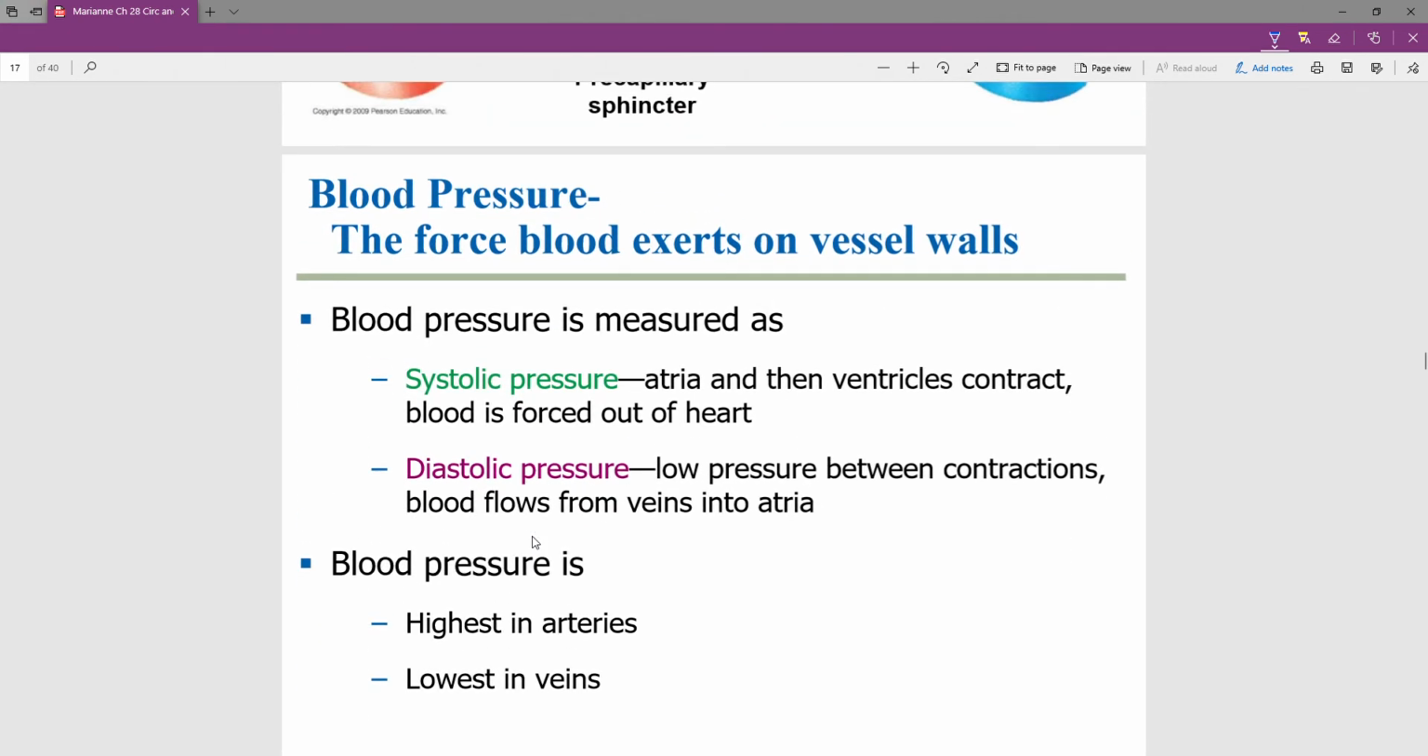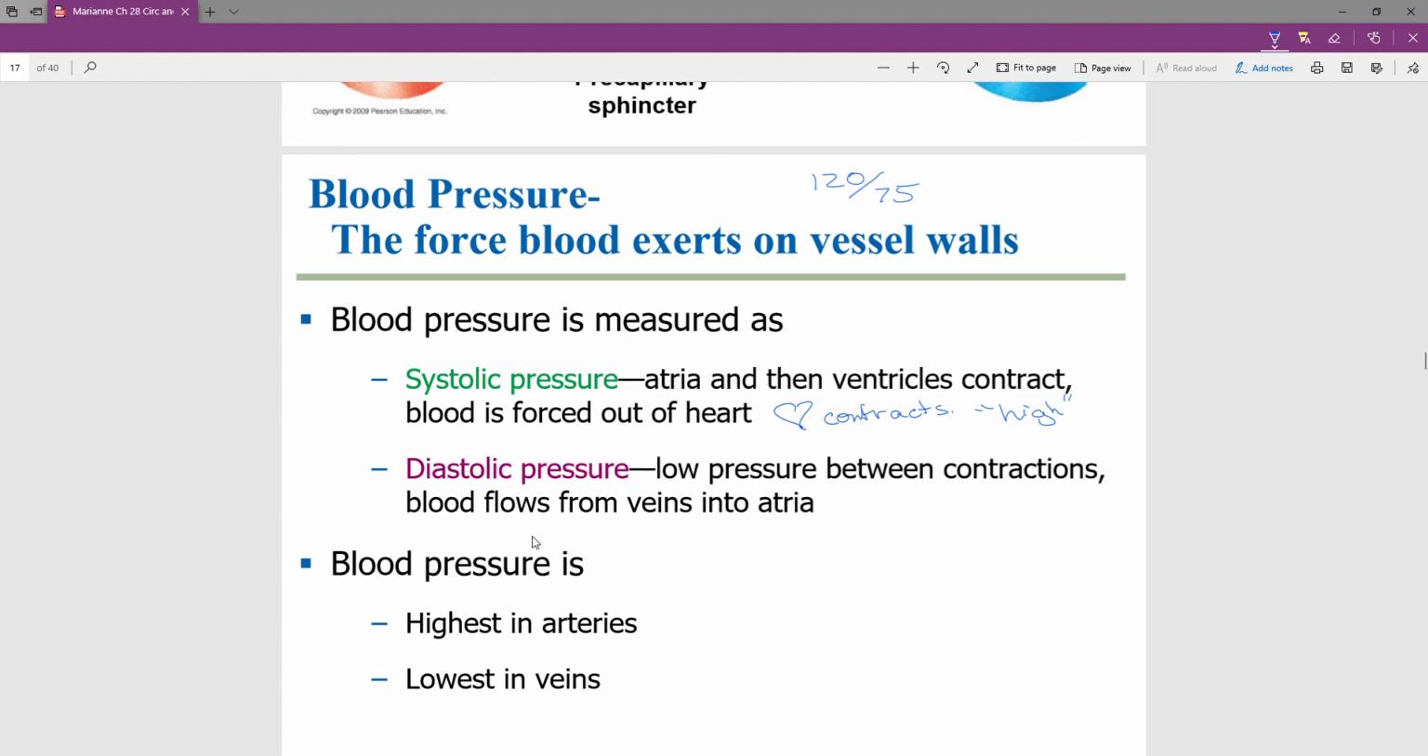As we talk about blood pressure, it really is the force blood exerts on a vessel wall. So blood pressure is usually measured as two numbers. If you've ever had your blood pressure taken, it's usually like 120 over 75 or something like that. What we're talking about are the high and the low pressure. So the systolic pressure is when your heart is contracting. It's usually the high number at the top, right? That's the high pressure your heart is generating.